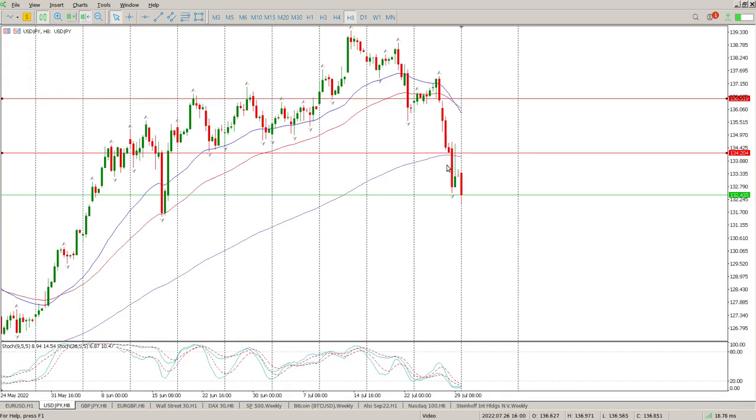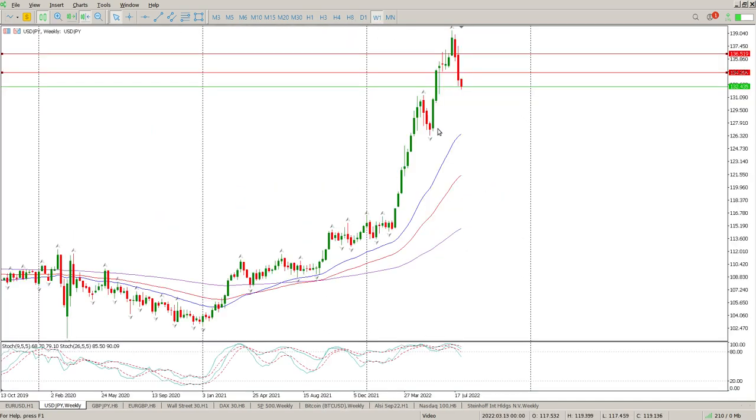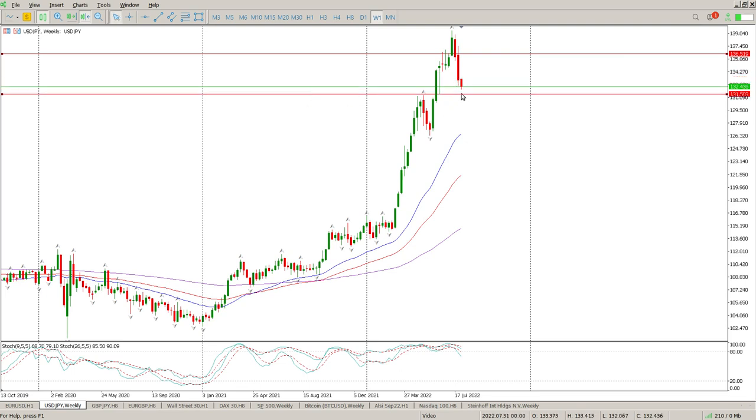US dollar, Japanese yen, pretty strong acceleration to the downside. And if you look at the weekly, big engulfing weekly bar with follow through. We are now coming up to an area which you would be watching very closely for support. That's 131.500.